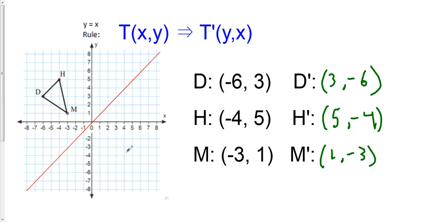So let's plot those points out. (1, -3), right here is my M prime. We'll go (5, -4), and we'll go (3, -6). This one was D prime. This one was H prime. And if we connect those, sure enough, you can see how that is a reflection over this line. Here was our pre-image, the original figure. Here is the image, that new figure created after our reflection.